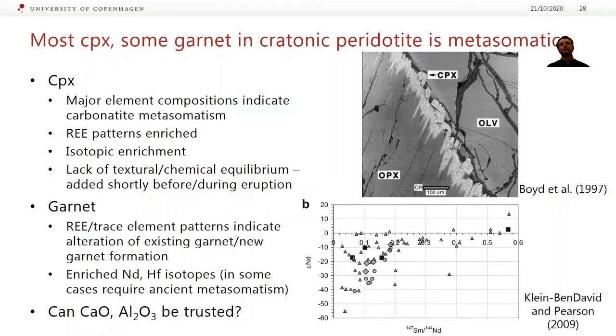So the big question we have to ask based on this is, because this CPX is being introduced metasomatically, and clinopyroxene is rich in calcium, and some of this garnet is being introduced metasomatically, and obviously garnet's rich in aluminium, can we trust the calcium and aluminium contents of cratonic peridotites, or do they all just reflect later processes?